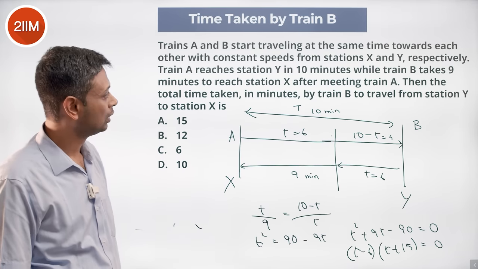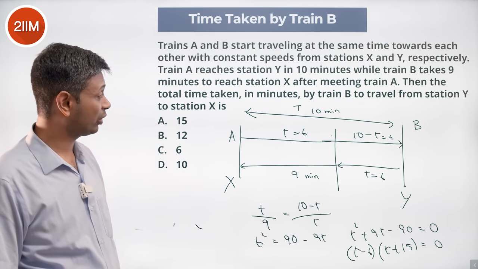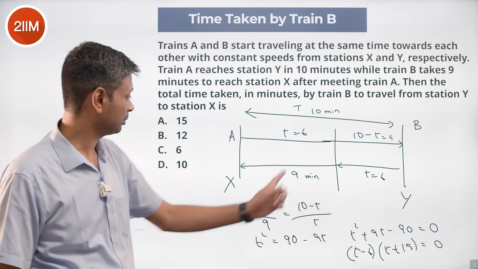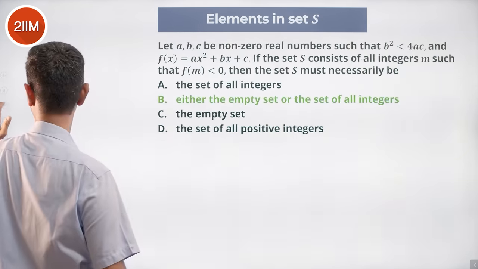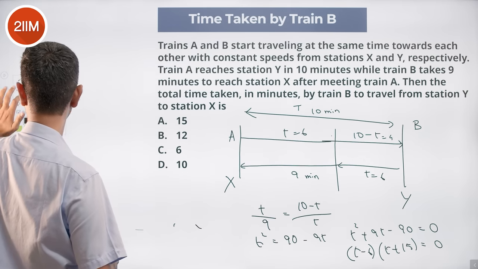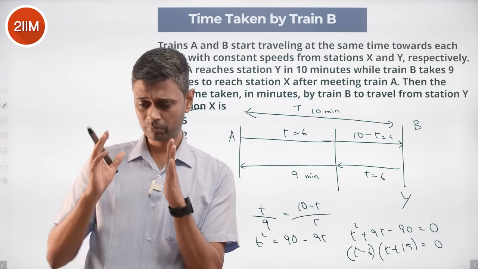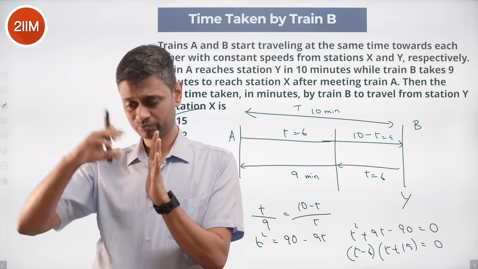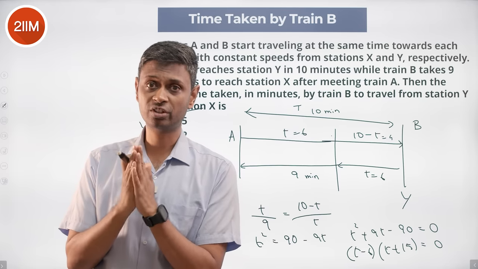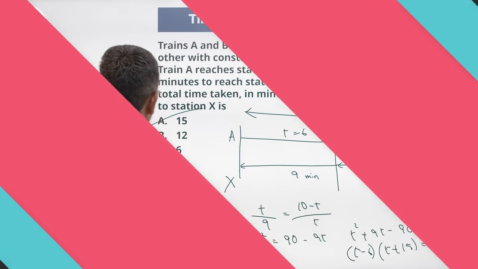We are through. Let's look at this. The total time taken by train B to travel from station Y to X is 6 plus 9, 15 minutes. The ratio of time taken by A to the time taken by B is the same, as long as the distance is the same. This by this equals this by this. Plug in that ratio, and we are through.